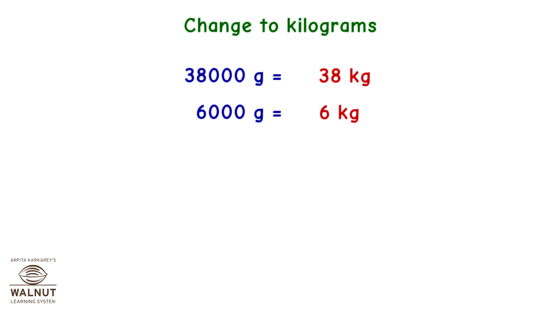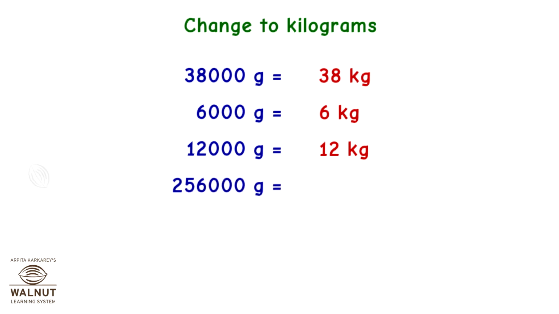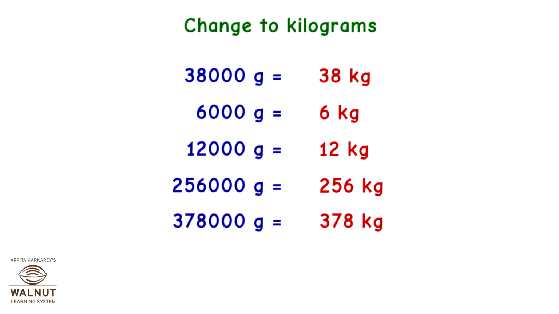Change to kilograms. 38,000 grams is equal to 38 kilograms. 6,000 g is equal to 6 kg. 12,000 g is equal to 12 kg. 2,56,000 g is equal to 256 kg. 3,78,000 g is equal to 378 kg.